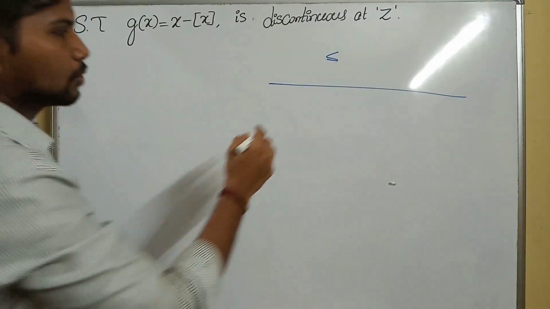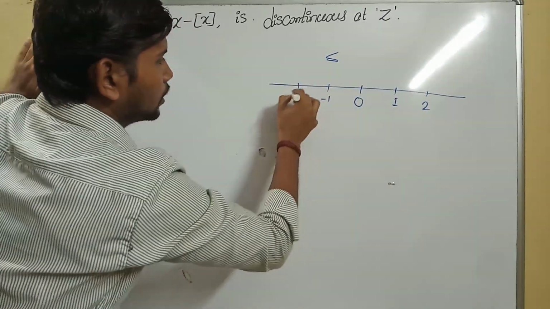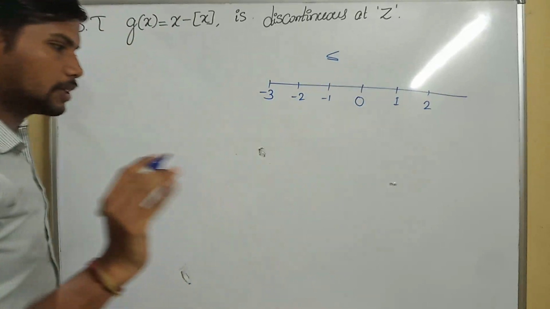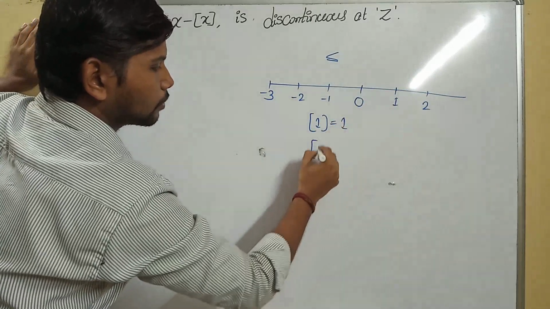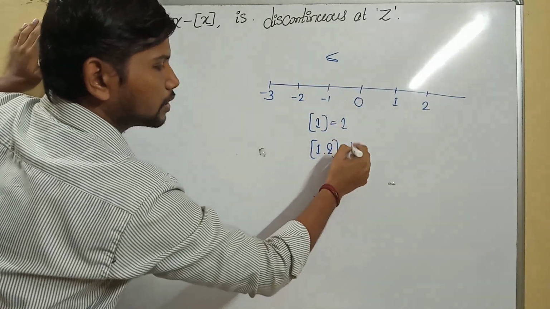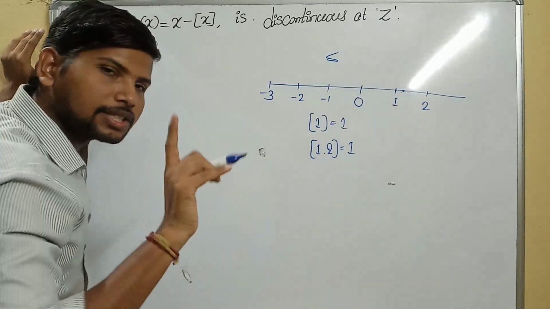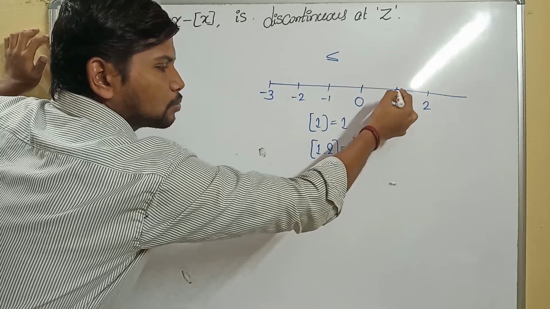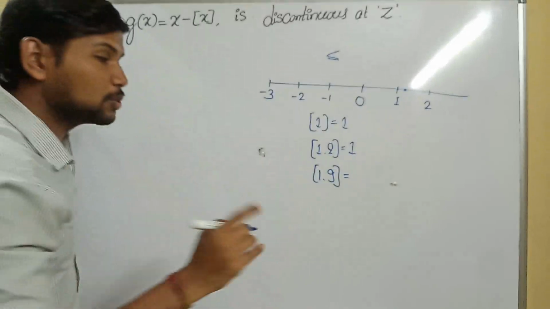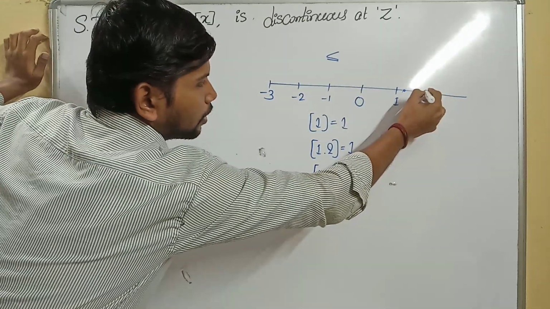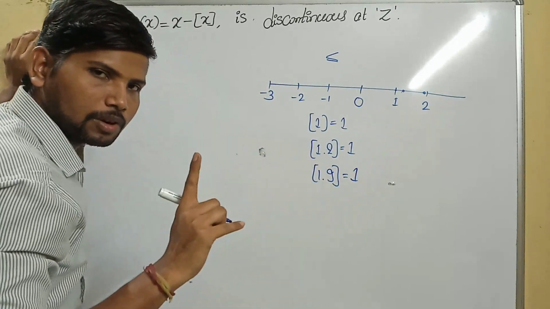The basics I'd like to tell you about the greatest integer. The integers are 0, 1, 2, -1, -2, -3. What is the greatest integer function of 1? It will be 1 only. Now what is the greatest integer function of 1.2? 1.2 is not an integer, so I need to select the left point, which is 1. Now what is the greatest integer of 1.9? It is not 2, it is 1 only. Since 1.9 is not an integer, the left integer is 1. Got the point clearly?